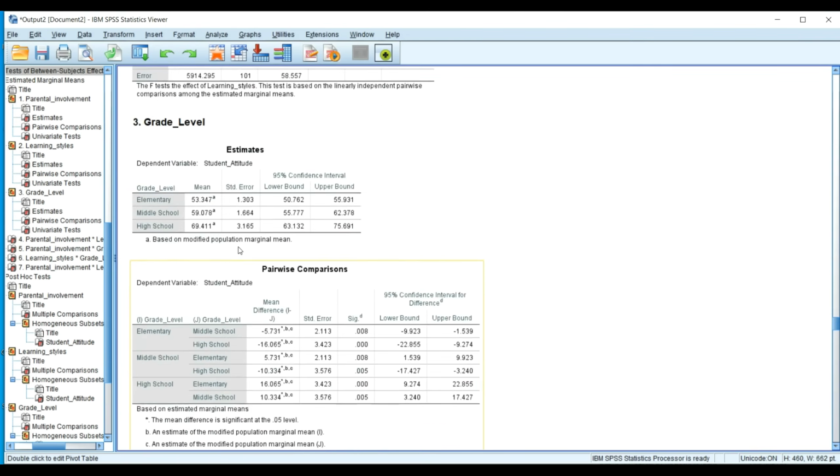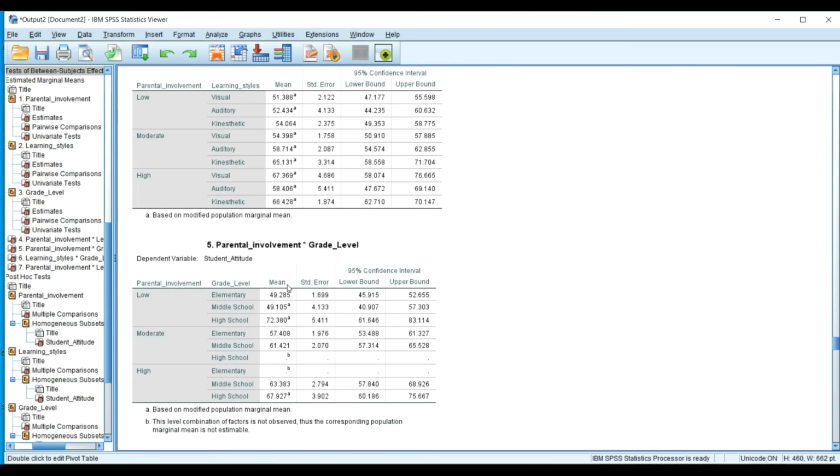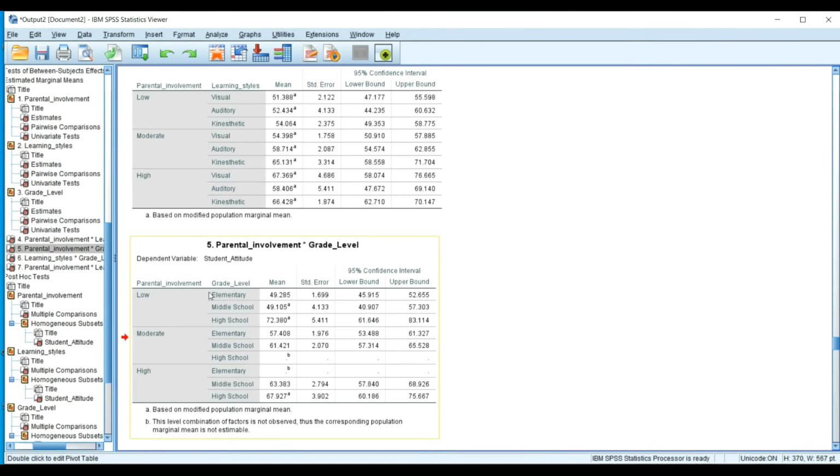The same thing, we also check the one that is significant: parental involvement and grade level is also statistically significant, showing that the interaction between both of them contributes to attitude towards science. So we go to that one again, parental involvement and grade level. You can see that when the parental level is low, it still contributes. Compared to those in high school, you have a very high mean.